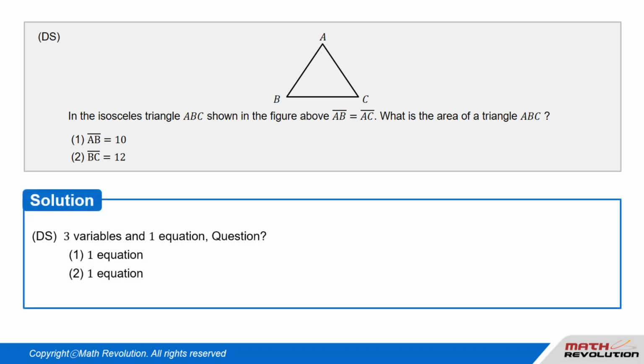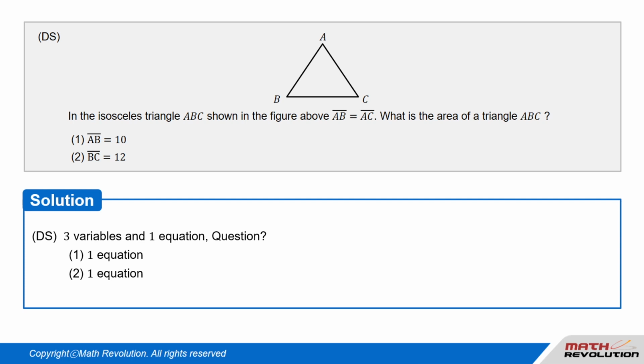Solution. Now we will solve this DS question using the variable approach. DS, 3 variables and 1 equation. Question. Condition 1, 1 equation. Condition 2, 1 equation. DS question with 3 variables and 1 equation. Let the original condition in a DS question contain 3 variables and 1 equation.